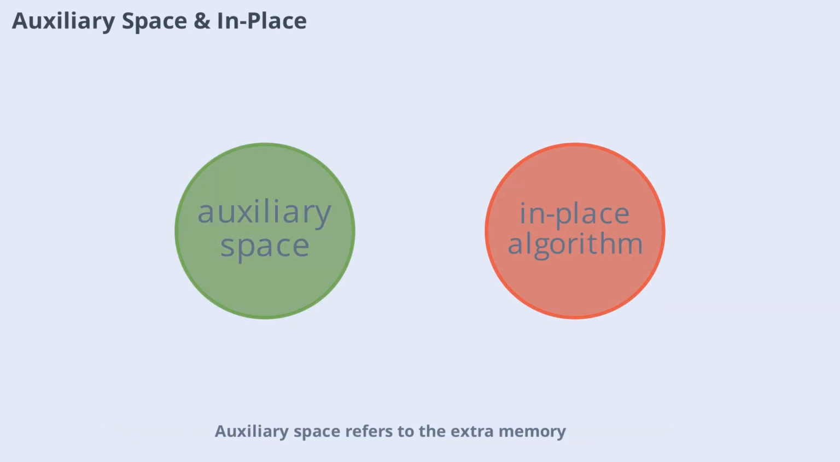Auxiliary space refers to the extra memory an algorithm needs beyond the input data. In-place algorithms use minimal extra space, making them more memory efficient. Understanding the difference between these concepts is crucial for optimizing both time and space in your solutions. Efficient algorithms often strike a balance between speed and memory usage.